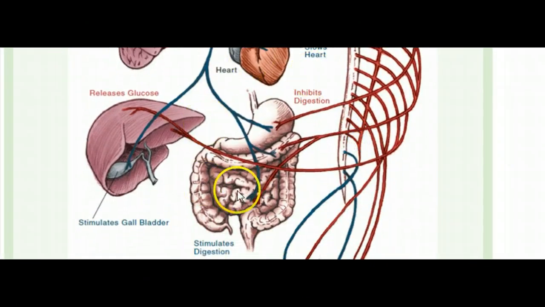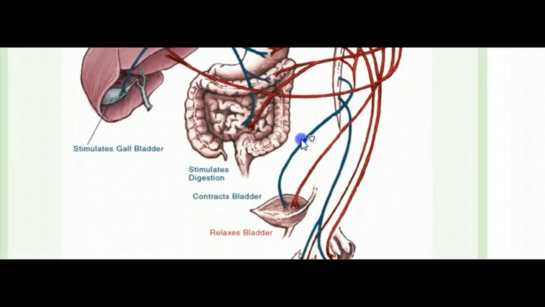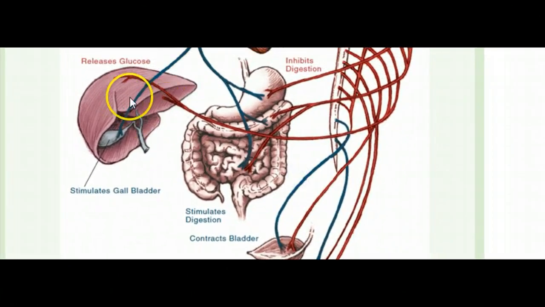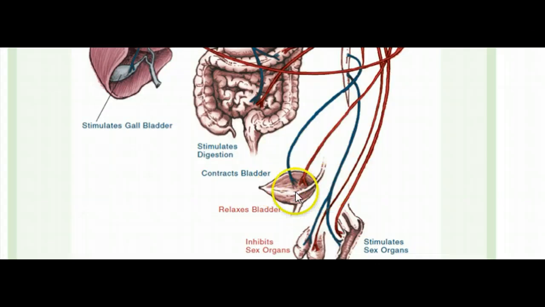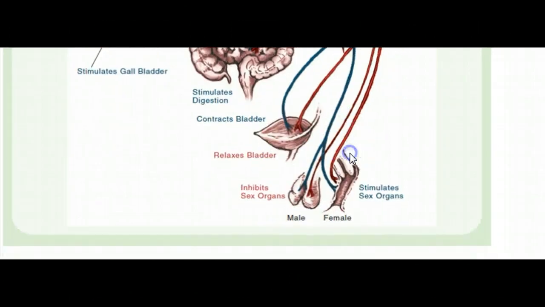It's not really time to digest your food, so it stops digestion. It releases glucose from the liver, which is like the fuel for your muscles. It relaxes the bladder, and it can actually stimulate the sex organs. So, like in males, that would be like ejaculation.